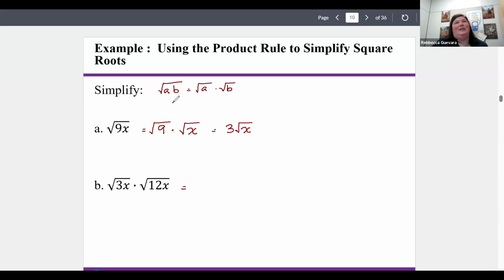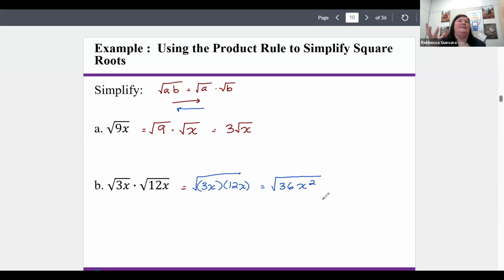But remember, not only can you go this way and take the square root of ab and break it up into the square root of a times the square root of b, I could also go this direction, which I can do here. So the square root of a times the square root of b is just the square root of ab. So it means the square root of 3x times the square root of 12x can be combined into the square root of 3x times 12x. So that is just the square root of 36 times x squared.